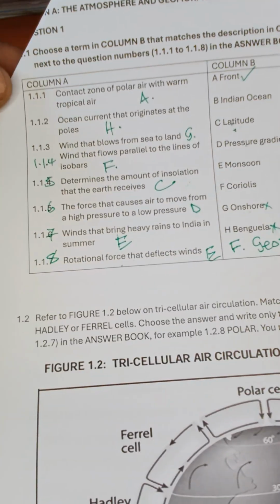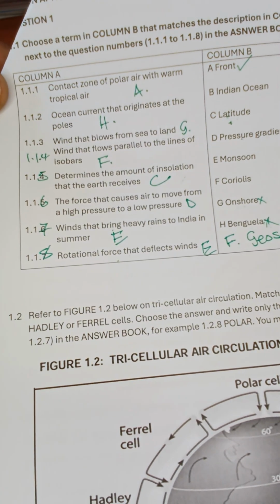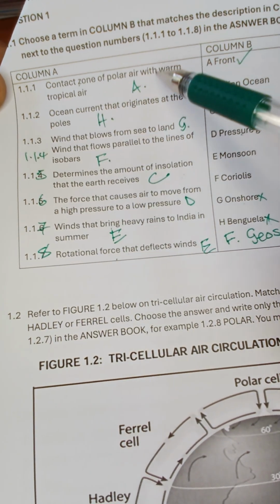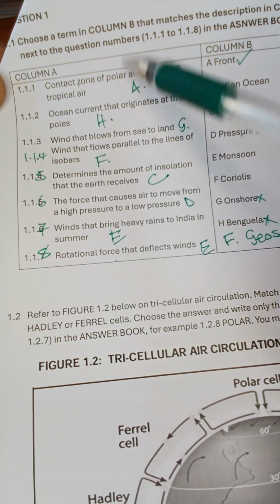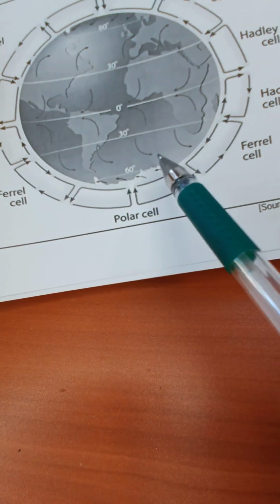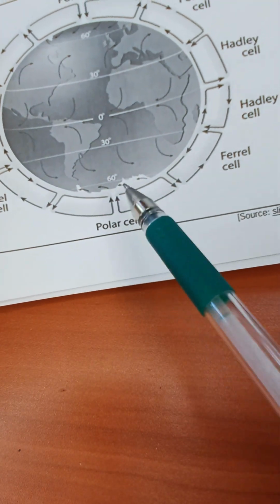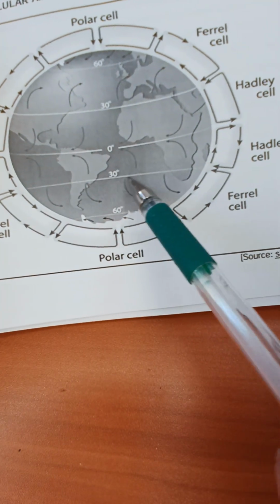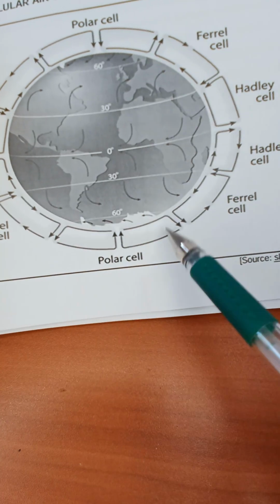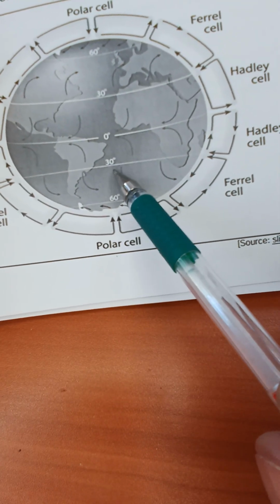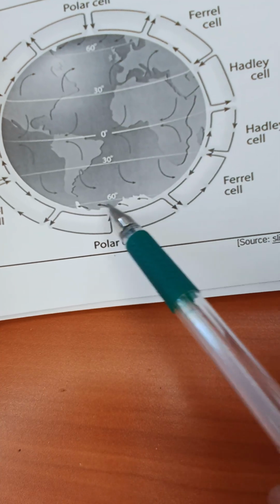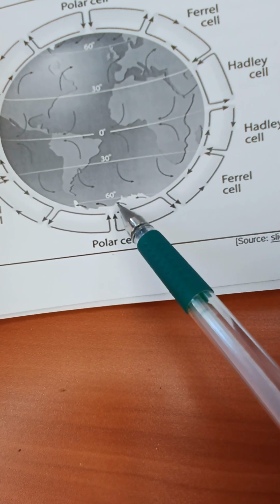I'll just go through it again so that at least you have an idea of what exactly we are doing. Contact zone of polar air with warm tropical air. These two air masses are coming from different pressure belts. Like for example, you've got your polar here, then you've got your subtropical high. So we have got the cold from the polar, then the warm from the subtropical high. They are separated at the subpolar low, where we have got our polar front. That's basically what this is all about.